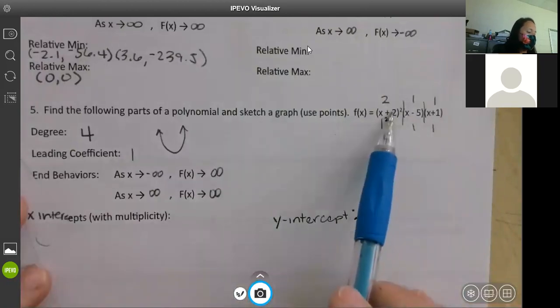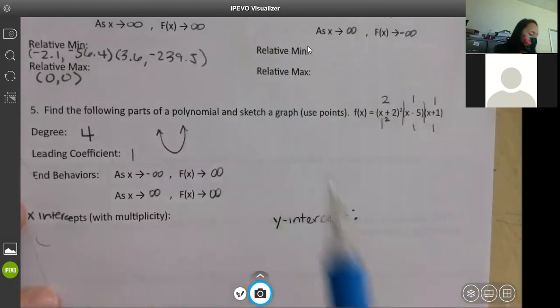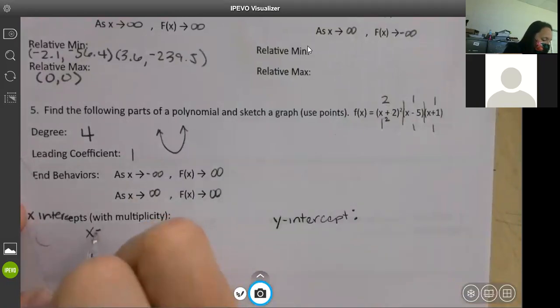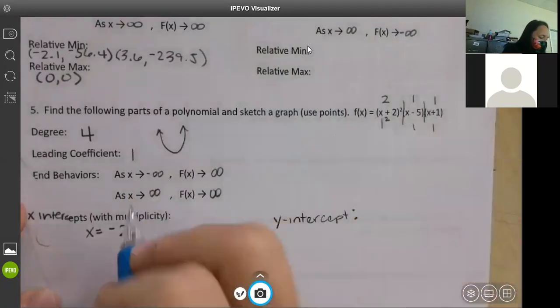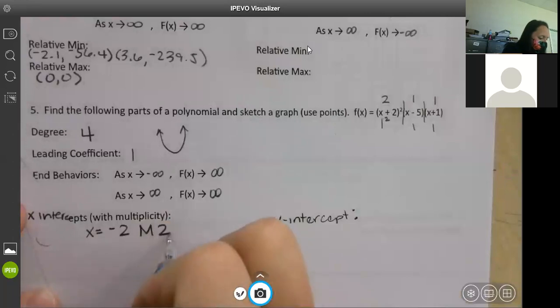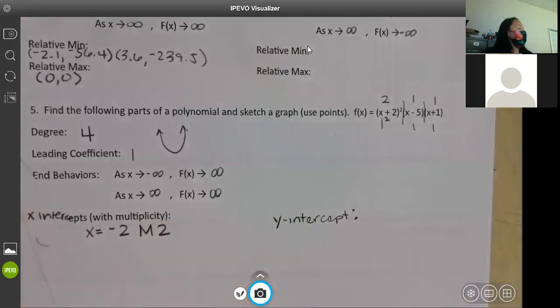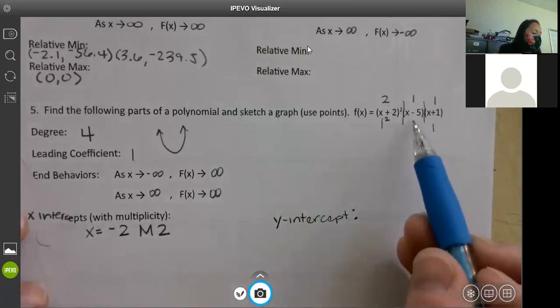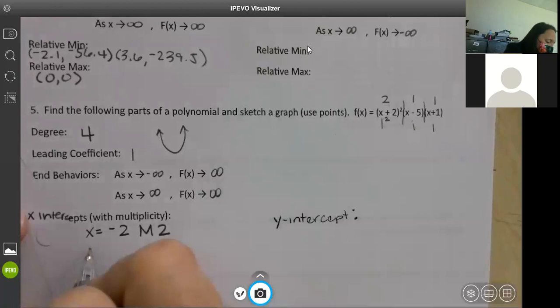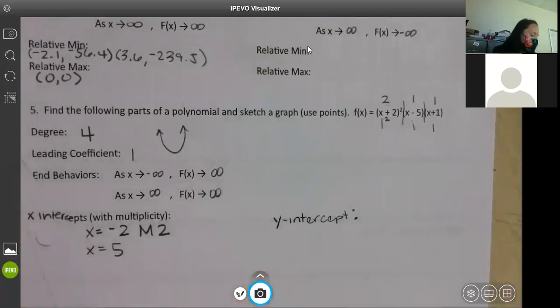So if my factor is +2, what's my answer going to be? Negative 2. And since it's squared, that means it's going to have a multiplicity of 2. So you'll see M2, and I want to write it like your test shows it, okay? So why did we get that? Because it was squared, so that means there's 2 of them, multiplicity of 2. What about your middle term? If you have an x minus 5, what is your answer? Positive 5. It is just a 1, so it doesn't have multiplicity. And the last one is x plus 1, so your answer is negative 1.